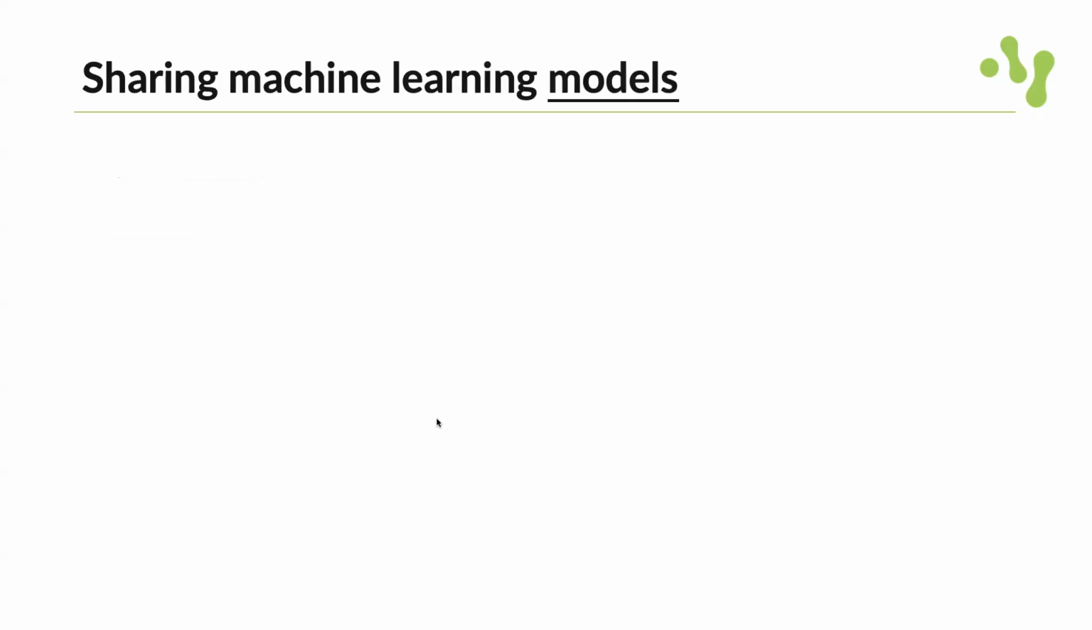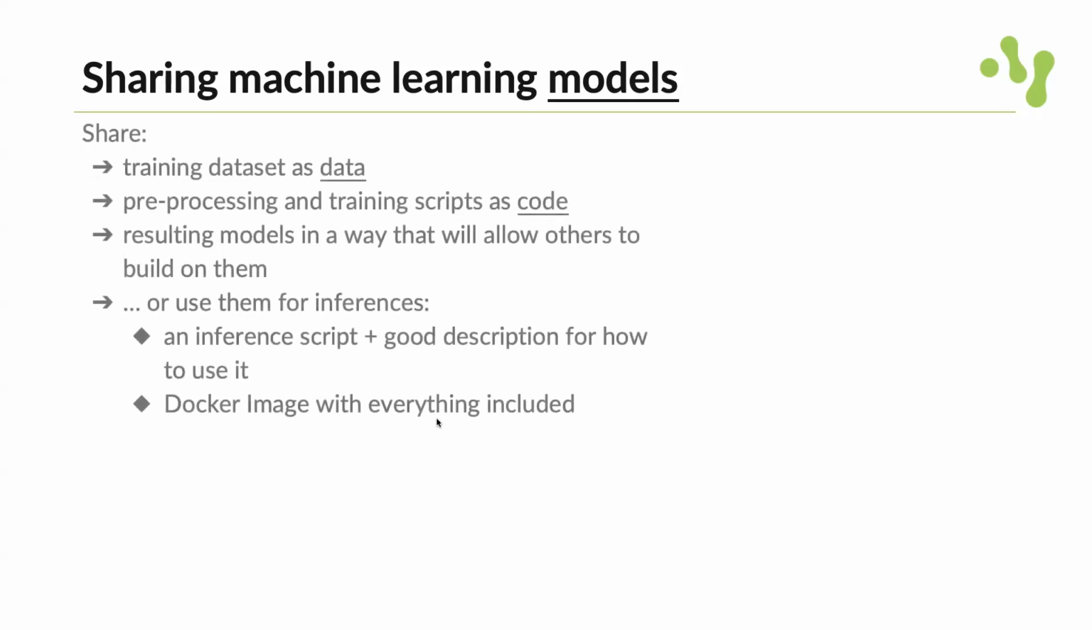Now, when it comes to sharing machine learning models, a lot of research in life sciences now is data-driven, and a lot of it will be using computational models. In this case, we'll talk about machine learning models. What should be shared in that case? There are different components that should be shared for it to be useful. You always need to share a training data set as data, so it means that you put it in a data repository. You need to share code that you've used, pre-processing code or training scripts, as code. So treat it as code. And resulting models should also be shared in a way that will allow others to build on them.